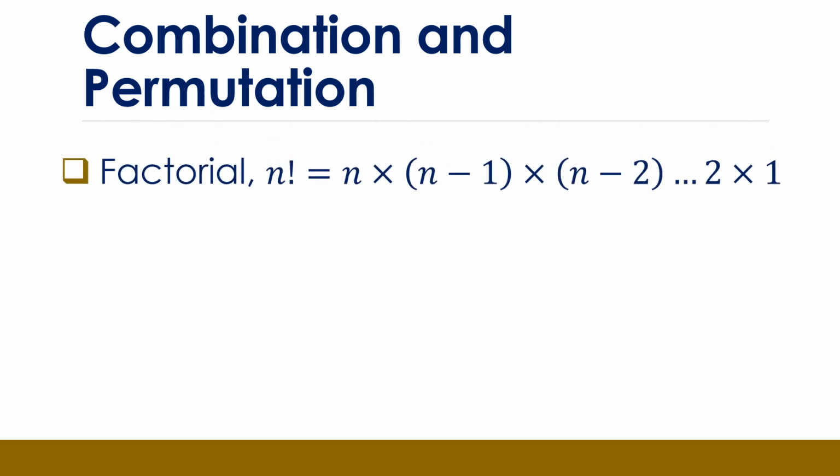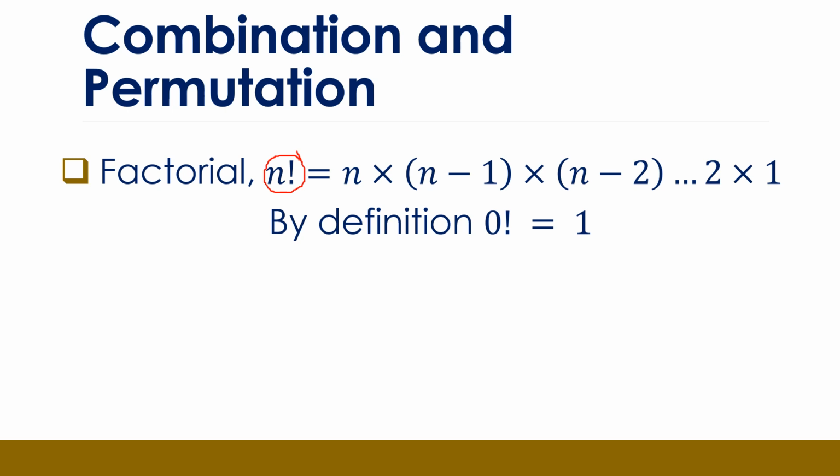In that case, we use the factorial. The factorial of a number n is the product of all possible positive whole numbers less or equal to n, which is read as n factorial, n with an exclamation mark. Now, by definition, 0 factorial is equal to 1.